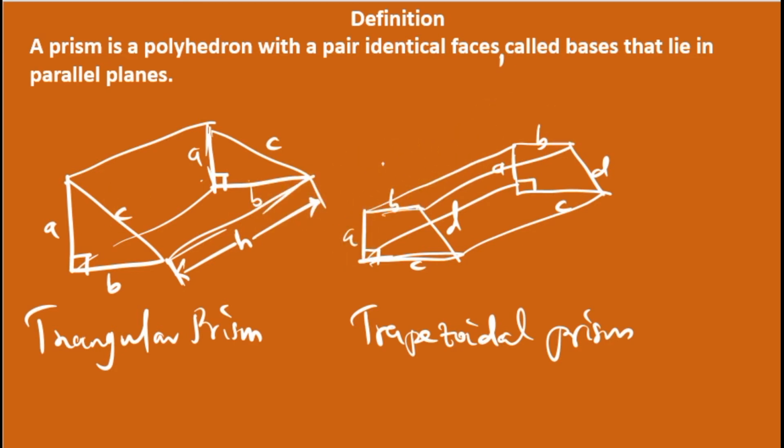So let's go over to lateral area. So we're on lateral area. Lateral area is just the area of a prism apart from the bases. So any other part of the prism is the lateral area. So we get a formula for that. That's a very important formula.